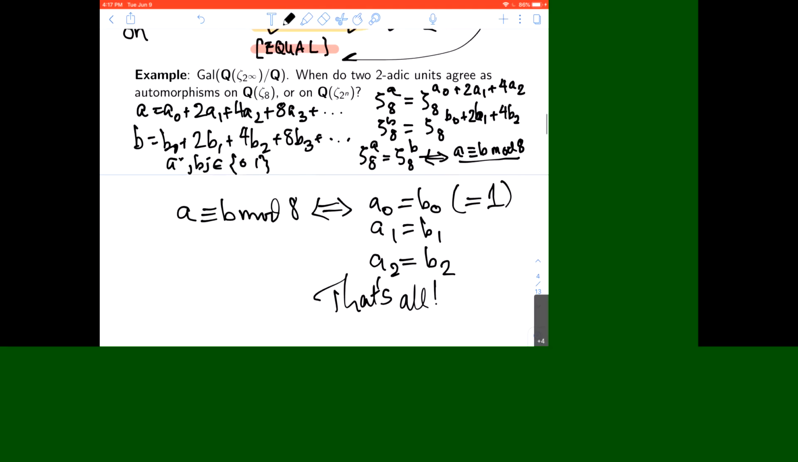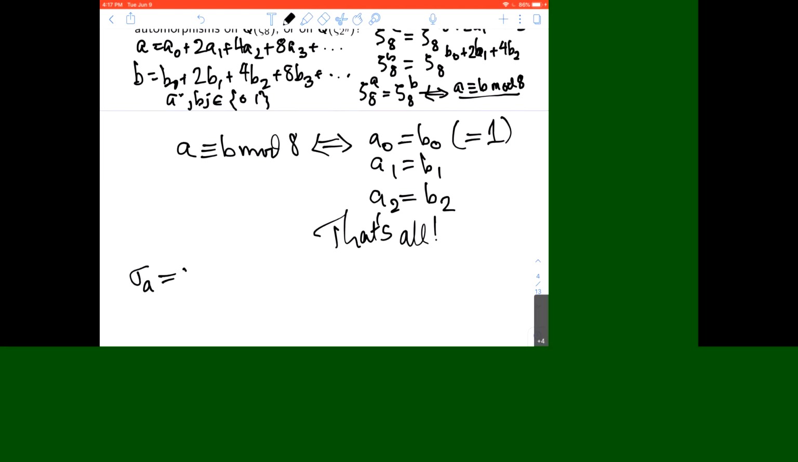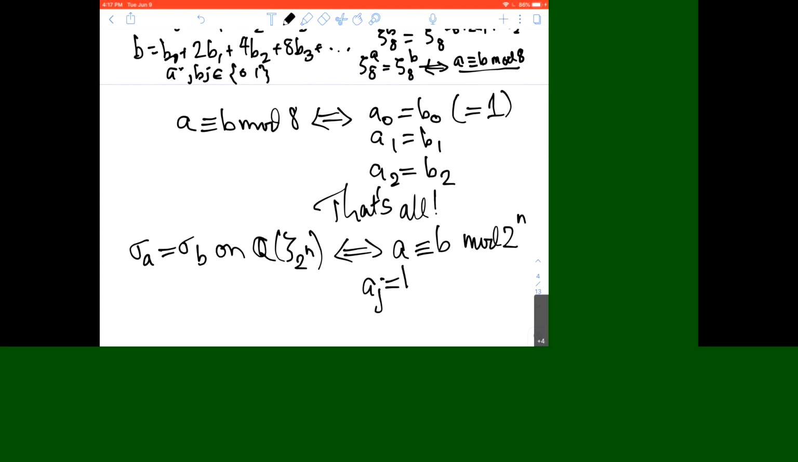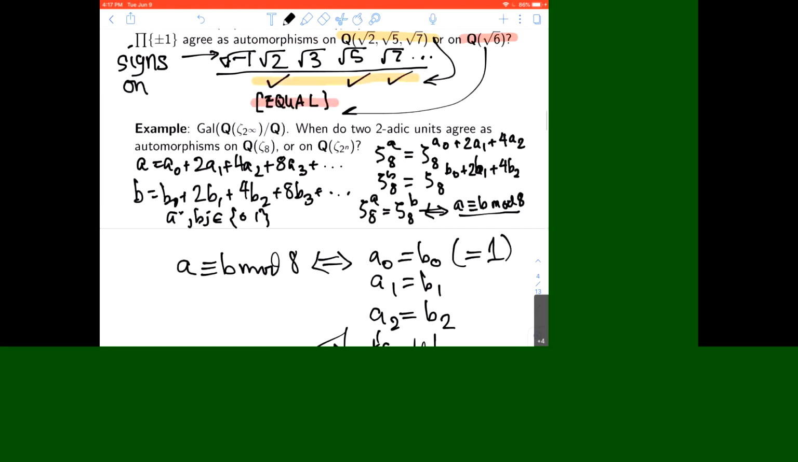And in the same way, if you wanted these automorphisms to be equal on the subfield of 2 to the n power roots of unity, by similar reasoning, you basically need those exponents to be the same mod 2 to the n. In other words, you need all the digits, because they're just zeros and ones, so it's binary expansions, to be literally equal from position 0 up to position n minus 1. So we did the case at n equals 3. Okay. So what we see is that being close in the cyclotomic power extension is something about initial digits being the same. And this, in fact, is exactly the same idea as in Liang's course in the p-adic metric topology.